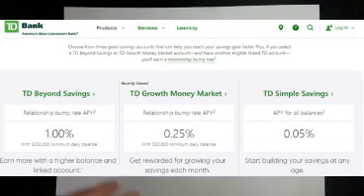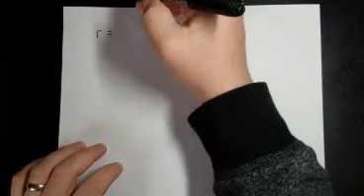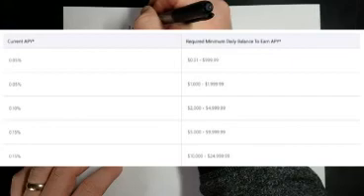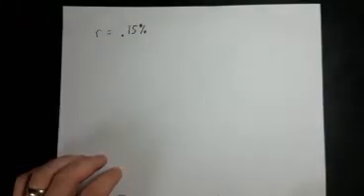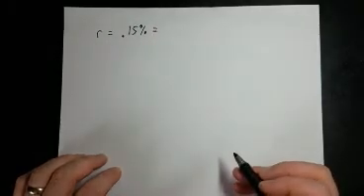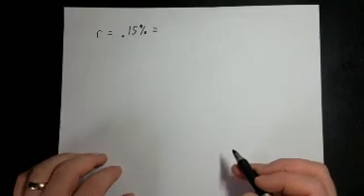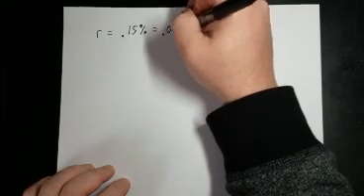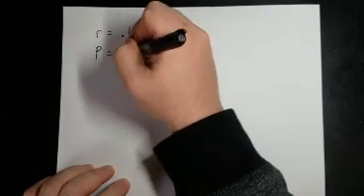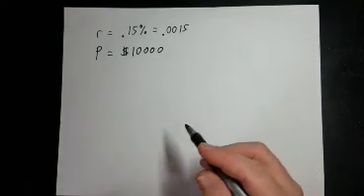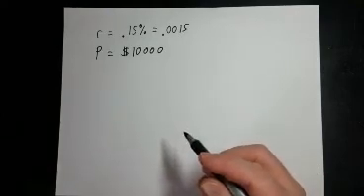Now, the Growth Money Market account, for the sake of argument, earns you an interest rate of 0.15%. And I'm showing that screenshot where we can meet those minimum requirements. If you're going to put the 0.15% into the compound interest equation, you cannot put it in as 0.15. You're going to have to change it and convert it to 0.0015. Now, the principal amount of money that you have is $10,000.